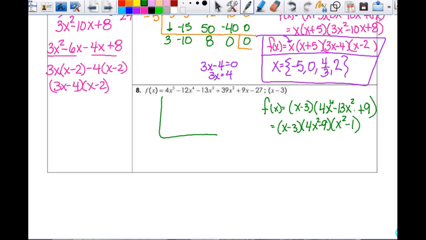But then at this point, can I factor this more? Yes, and that's what I want to make sure that you could recognize. That's why I wanted to talk about this one. These are both difference of squares, right? So I can factor it more, and this is going to give me the x minus 3, and then this 4x squared minus 9, I'm going to put 2x plus 3, 2x minus 3. It doesn't matter which order. And then this is x plus 1 and x minus 1.